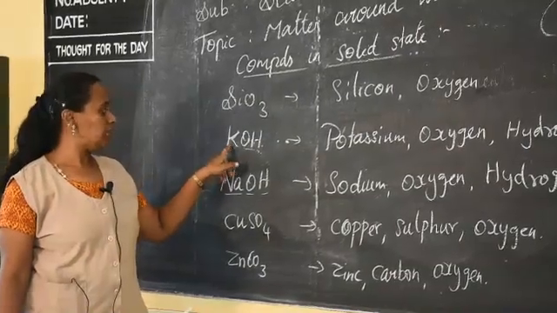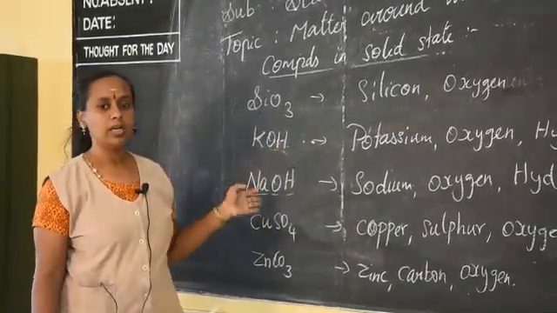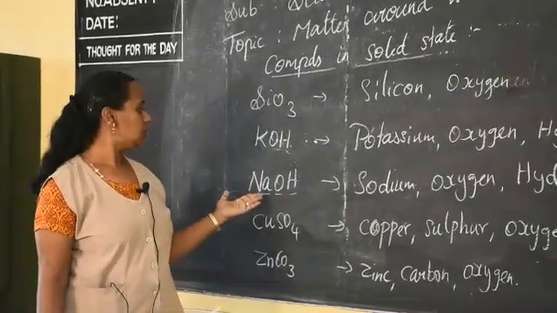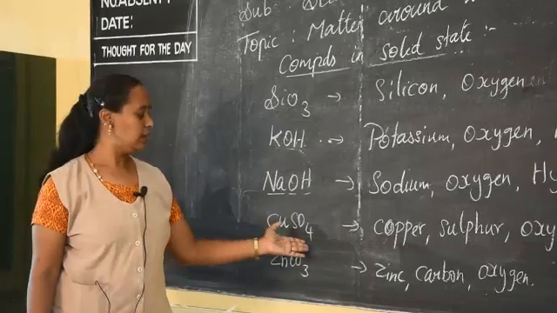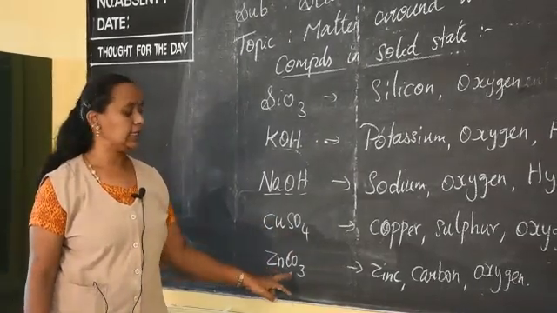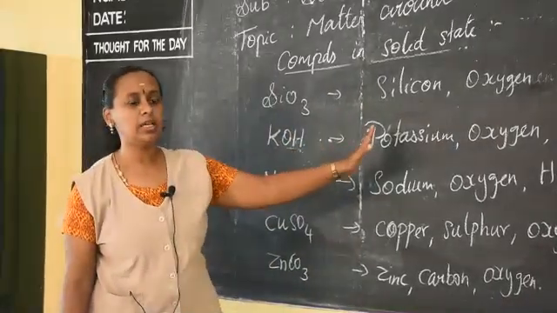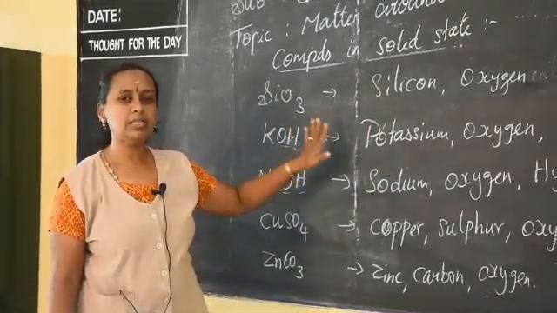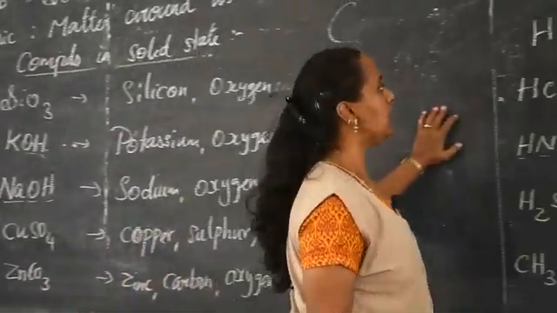Then next is potassium hydroxide. Seeing the formula, you can write what elements are present. Then this is sodium hydroxide. The next one is copper sulfate. The next one is zinc carbonate. So just write the formulas; it will be easy to see what elements are present in each compound. Next we studied compounds in the liquid state.